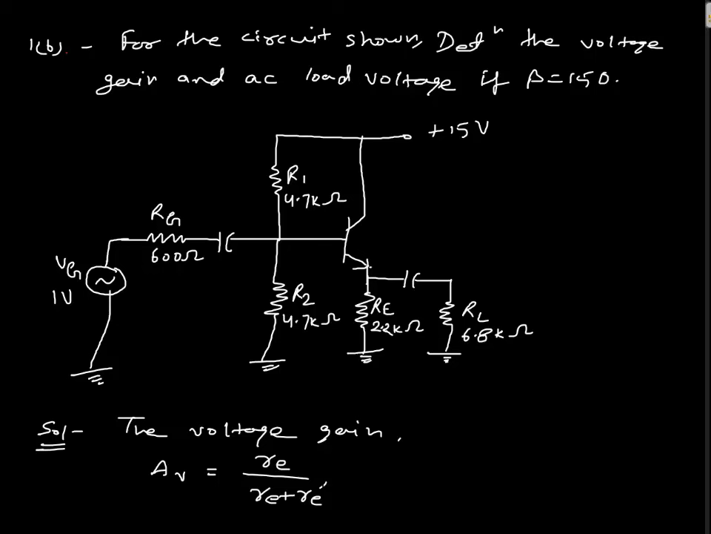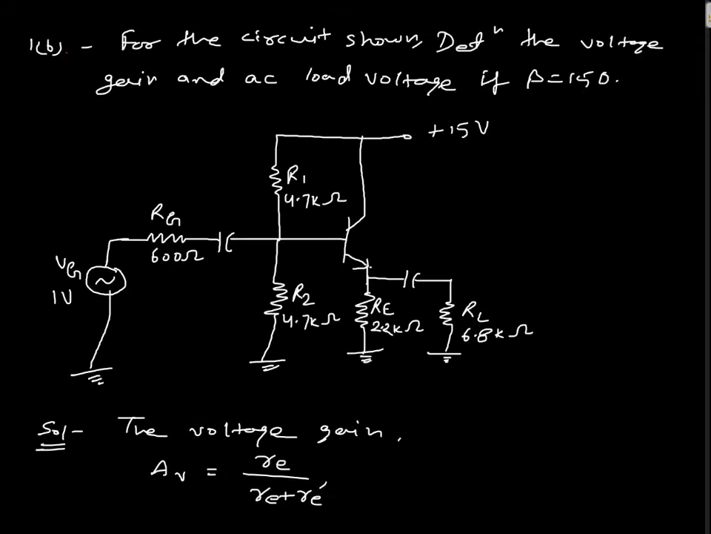If you remember the formula, that is enough for us. So the formula for voltage gain AV equals RE upon RE plus RE prime, where we need to find out these values. The RE is nothing but capital RE parallel to RL. Those values are given in the question: capital RE is 2.2 kilo ohm and RL is 6.8 kilo ohm.